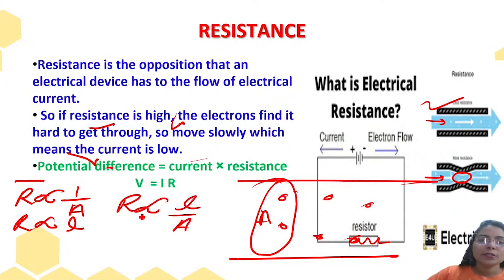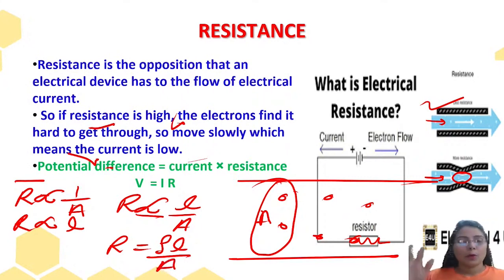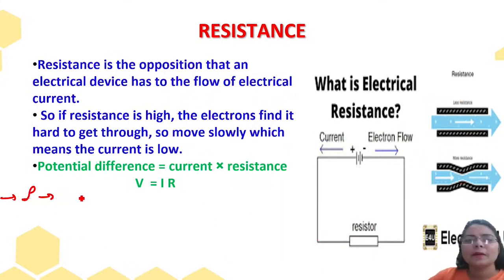Correct. The next concept that we are going to study is that R is directly proportional to L upon A. And to remove this proportionality, we use a constant called rho. R equals rho L upon A. Now, what is this rho? Rho is called resistivity. Firstly, it is a property of a material. Please mind this thing forever.